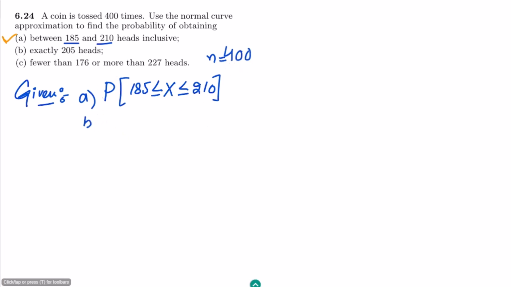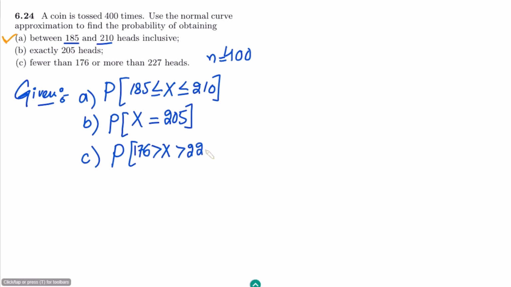Okay, in B we have to find the probability that exactly 205 heads are obtained, so P is X equal to 205. And C is fewer than 176 or more than 227 heads. Okay, means the probability that X is less than 176 and greater than 227. Okay, so these are the three unknown parts we have to solve.